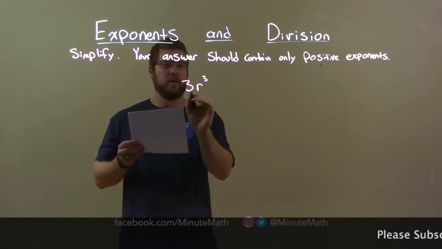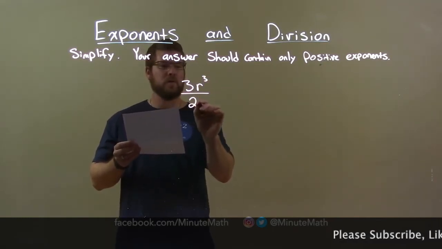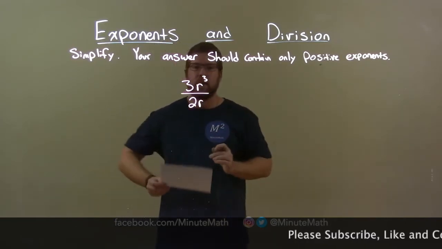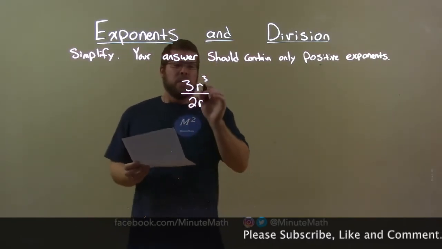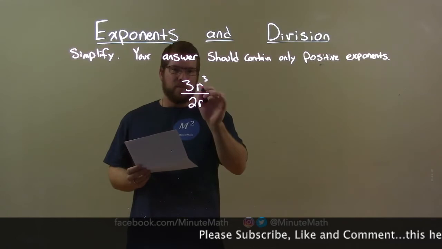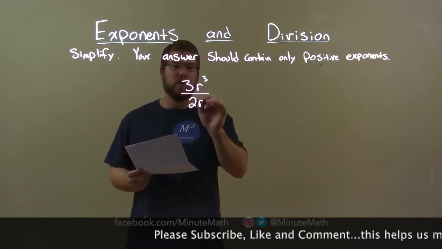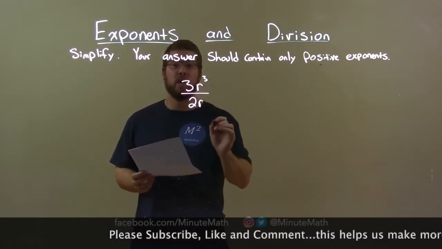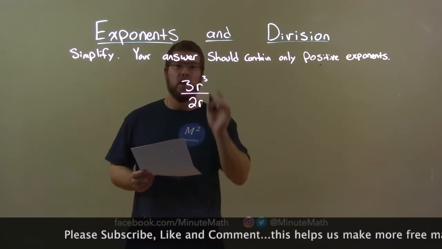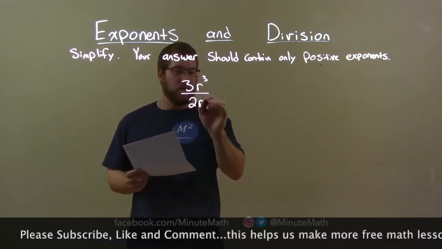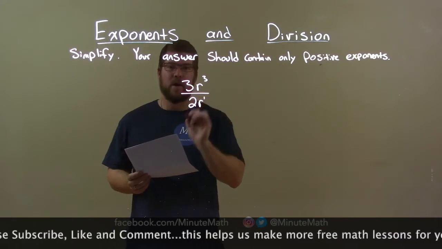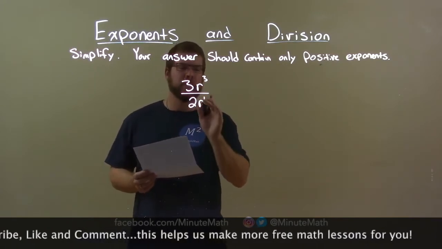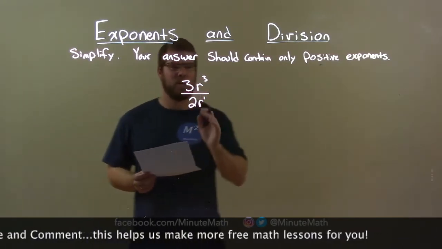3r to the 3rd power over 2r. So what I want to do here, well, we first look at our variables. We have the same base in the numerator and the denominator, and we have the exponent of 3 in the numerator, okay? So this denominator one also has a 1 power up there, but it's not really written, so we just got to make sure we know that, all right?